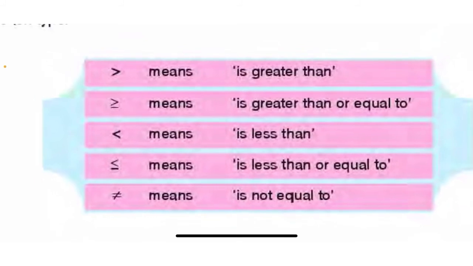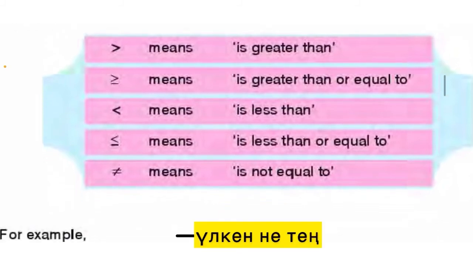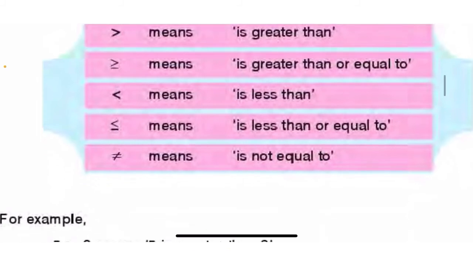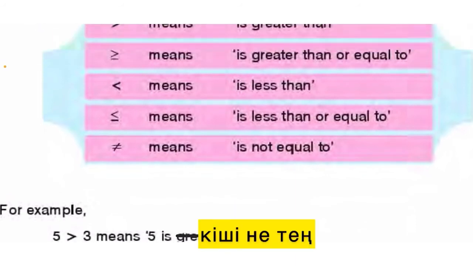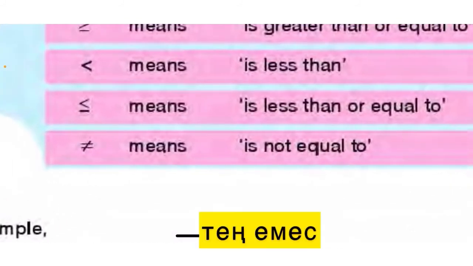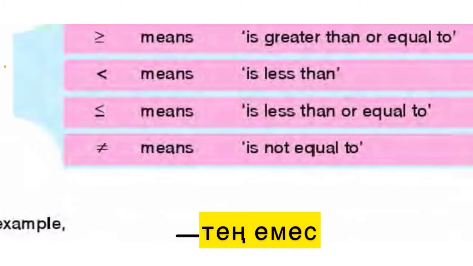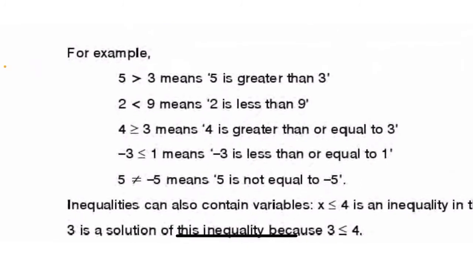First symbol means is greater than. Second is greater than or equal to. Third is less than. Fourth symbol means is less than or equal to. The last symbol means is not equal to. For example, 4 is greater than or equal to 3.